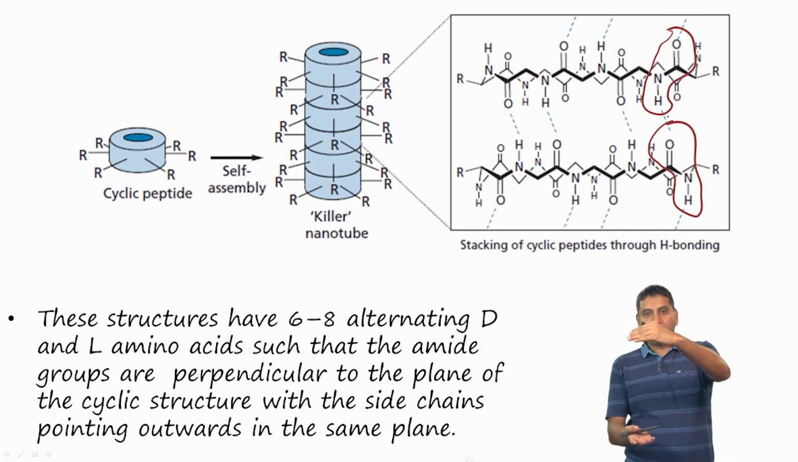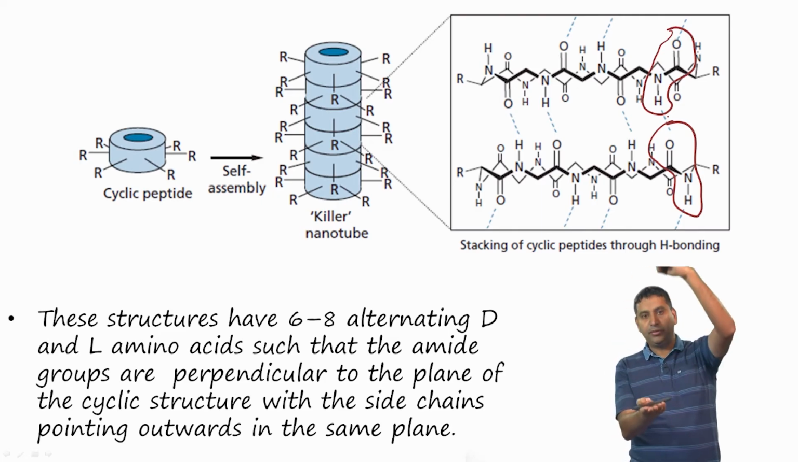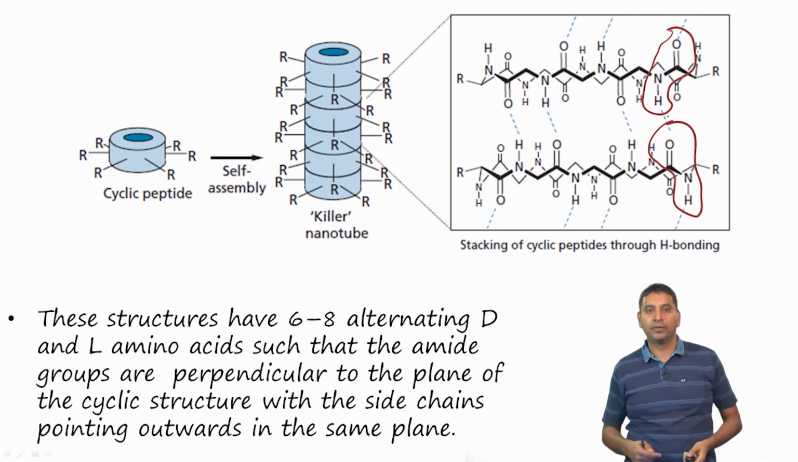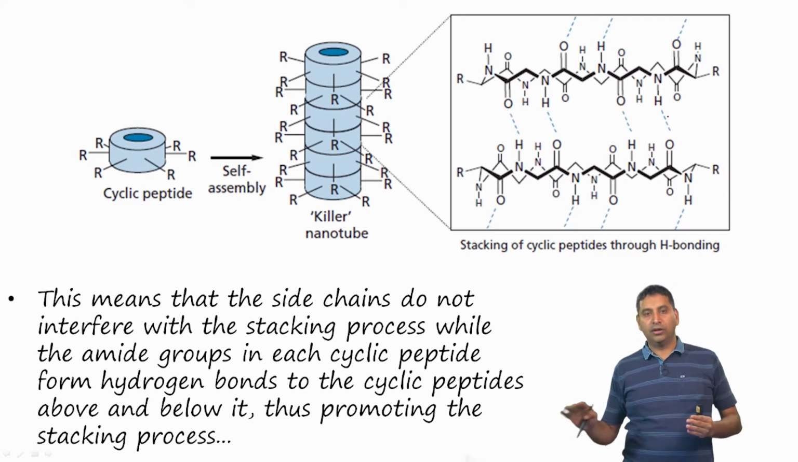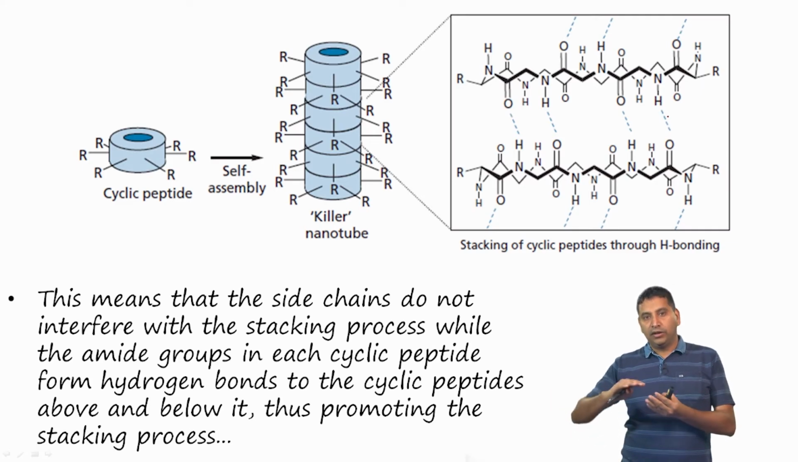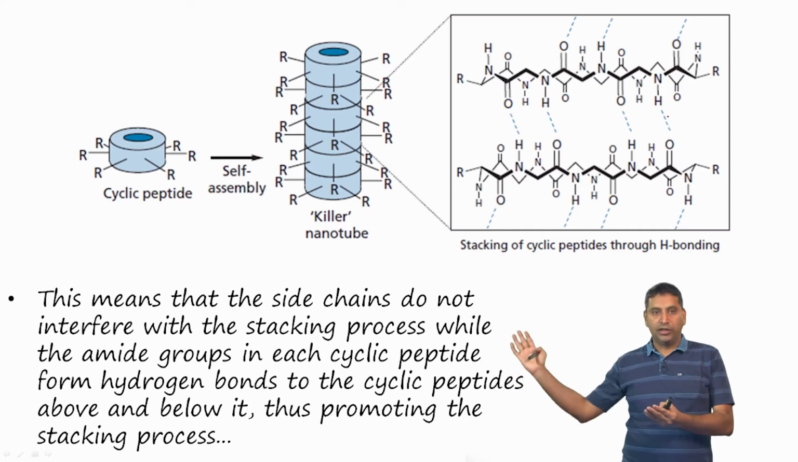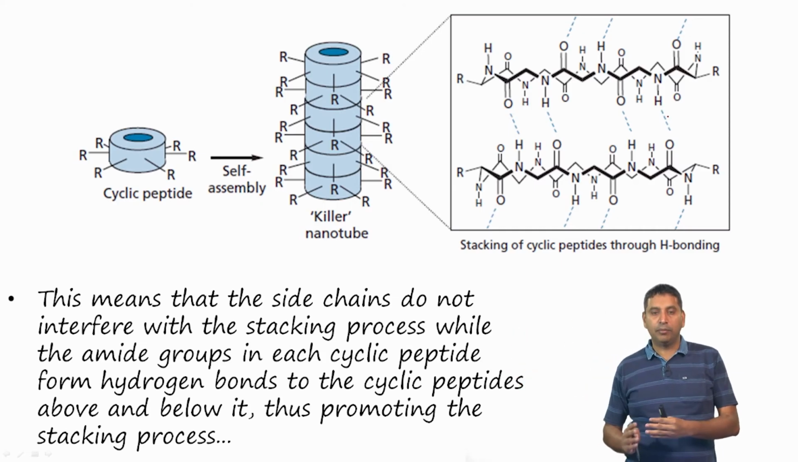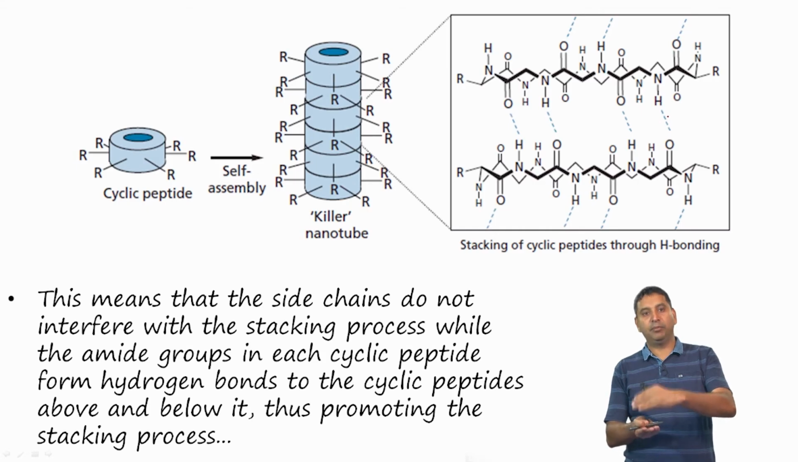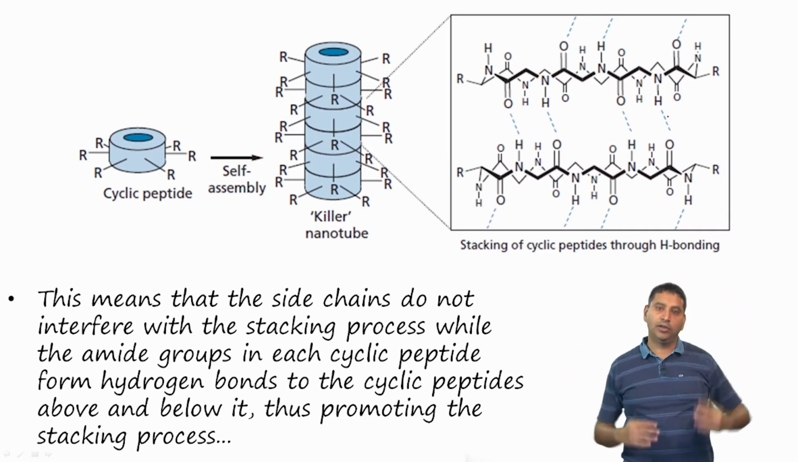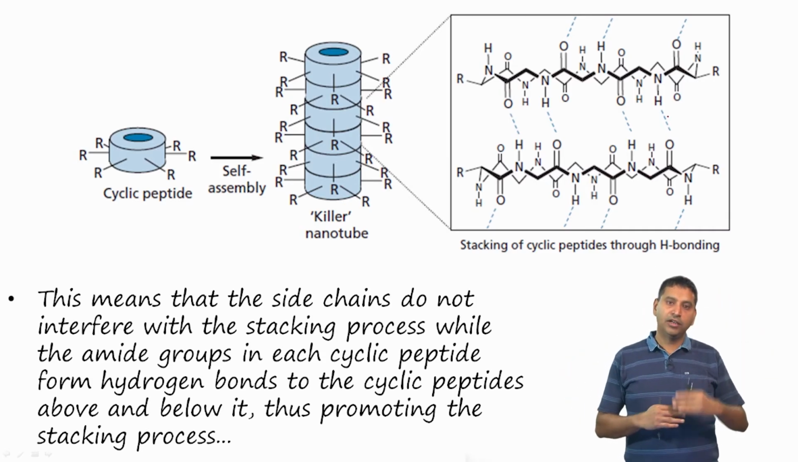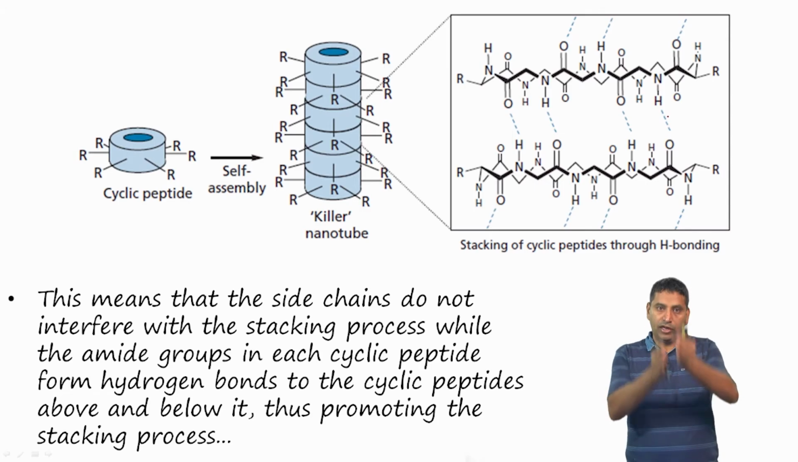Once this forms a hydrogen bonded network, multiple of these cyclic peptides can align themselves one on top of the other. The side chains do not interfere with the stacking process, and they are exposed to the outside. Each cyclic peptide forms hydrogen bonds to the cyclic peptide above and below it, and then it can form a nice self assembled stack, a sort of nanotube.